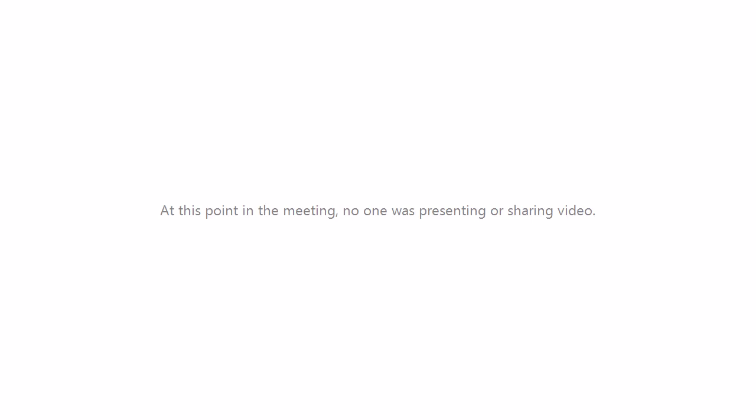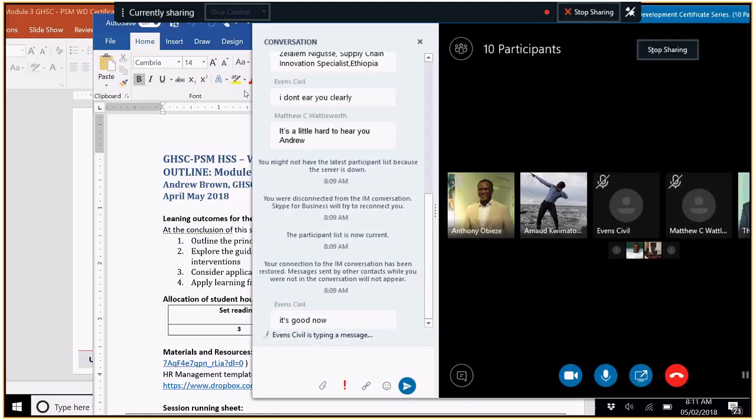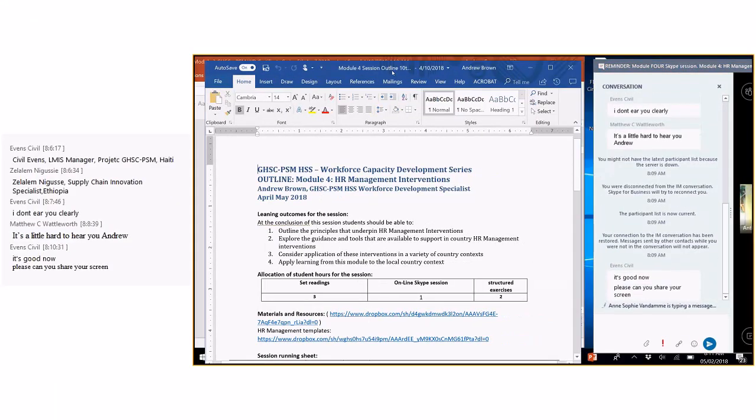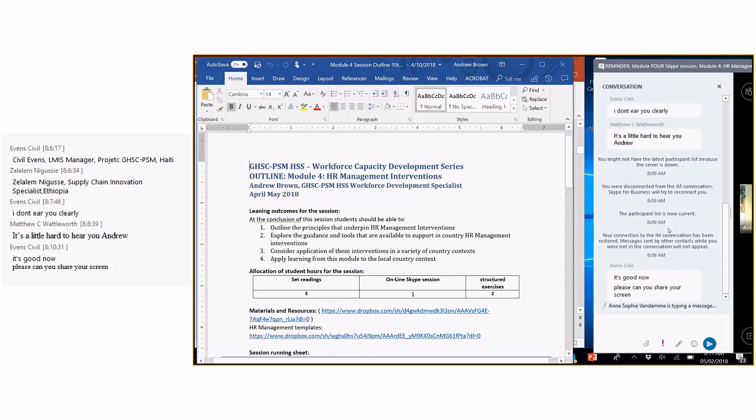I have on the screen now the module overview that I just want to go through. And the screen should be back up and now running. Thank you, Evans, just was changing devices.